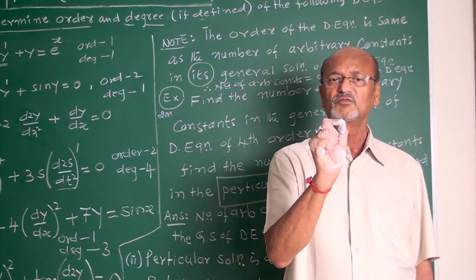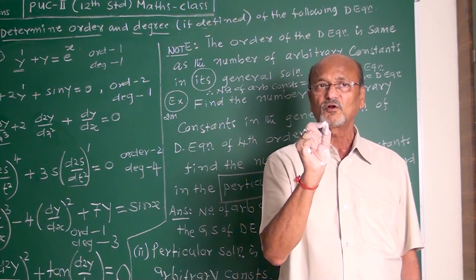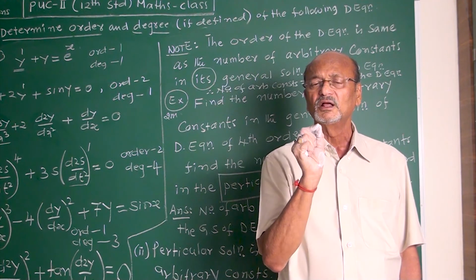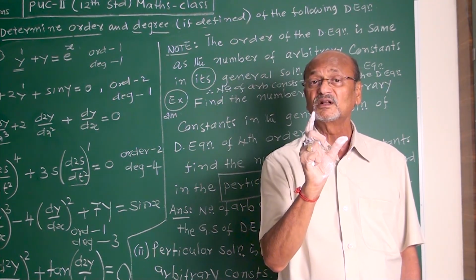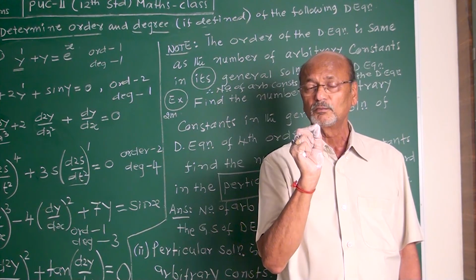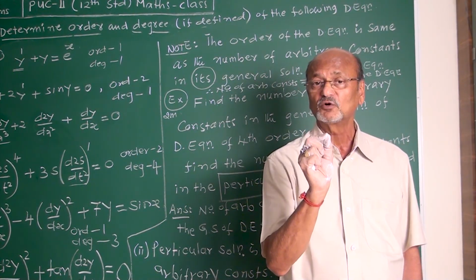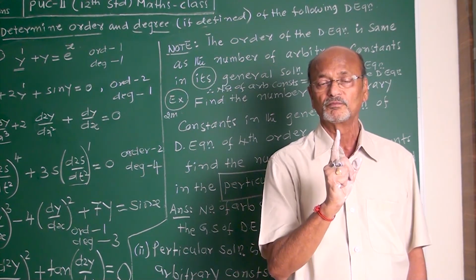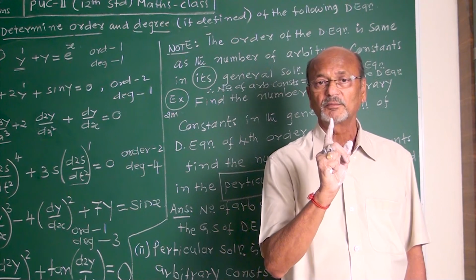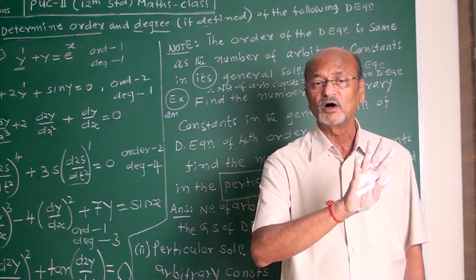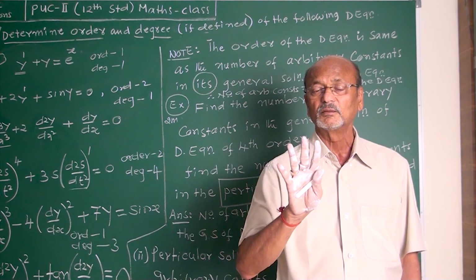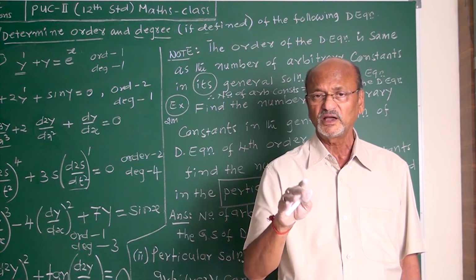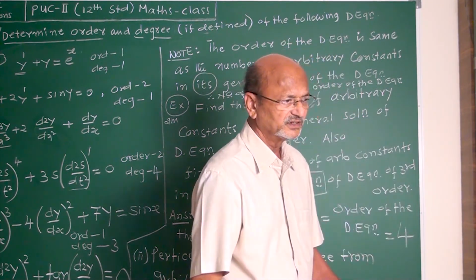Then what is a particular solution? A particular solution of a differential equation is a solution obtained from the general solution by giving particular values to the arbitrary constants. From this, what is clear? A particular solution is a solution which is free from arbitrary constants. There are no arbitrary constants, so the number of arbitrary constants in the particular solution is 0.